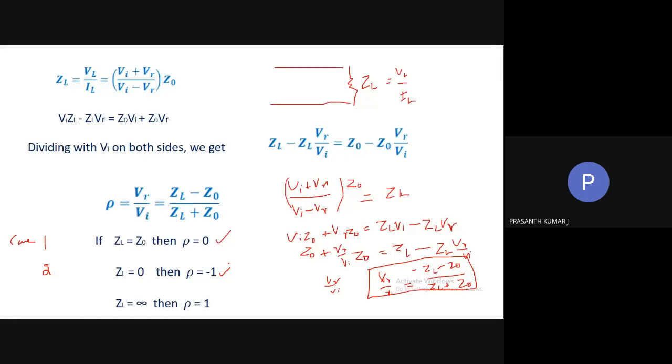The third condition is when ZL equal to infinity. So when ZL equal to infinity, this becomes 1 minus Z0 by ZL by 1 plus Z0 by ZL. So these two terms will become 0, and 1 by 1 is 1.